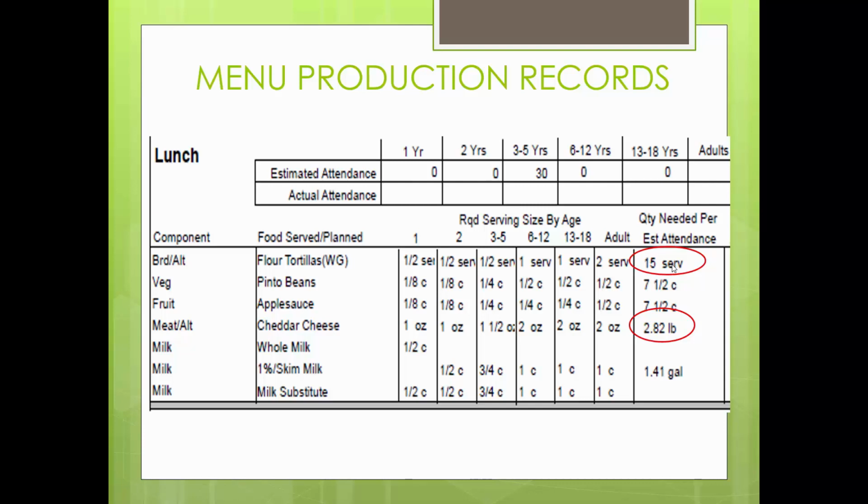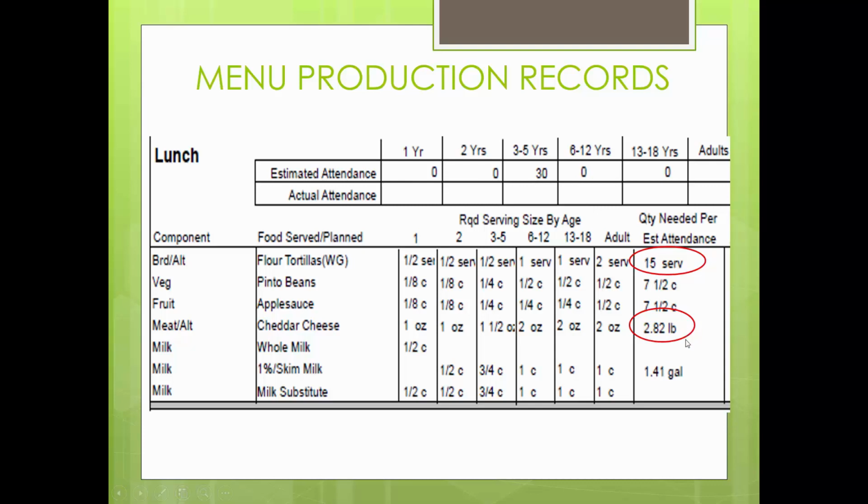But obviously we know for quesadillas, we don't give everyone half of a tortilla. So I'm going to give about 30 tortillas for the kids. We know that we're going to give them a whole quesadilla. And for the cheddar cheese, I need to purchase about 2.82 pounds, or have that ready, based on 30 3 to 5-year-old children that I estimate having as my attendance.